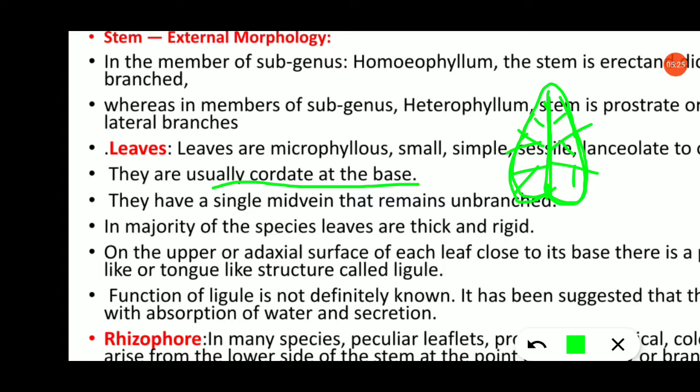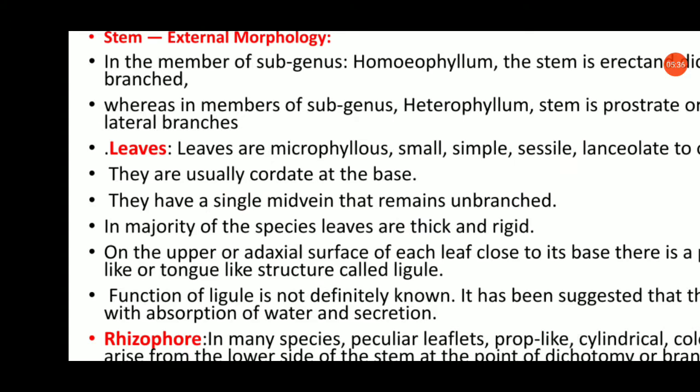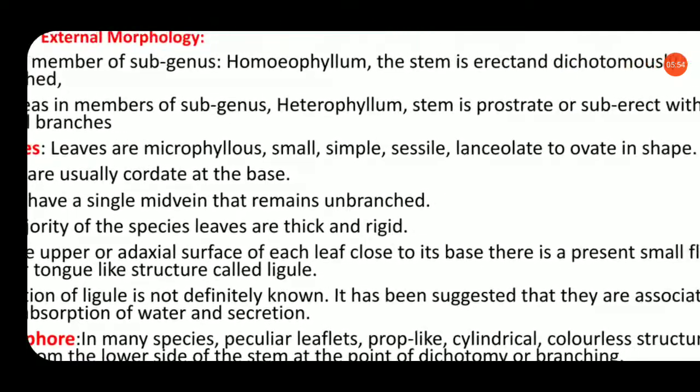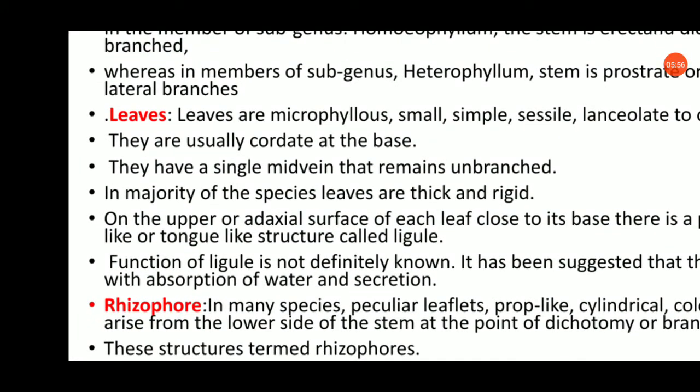Here in the pteridophyte there is only one single midvein that remains unbranched. There is no branching from this midvein. In the majority of the species, leaves are thick and rigid. As you see in many species of the pteridophyte, their leaves remain thick and rigid. This is also important.